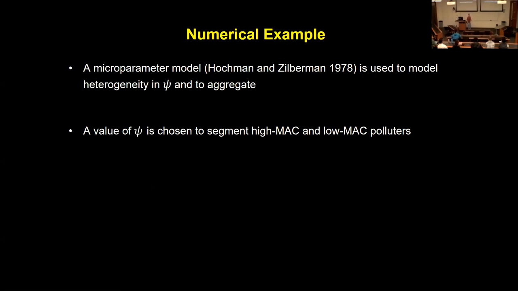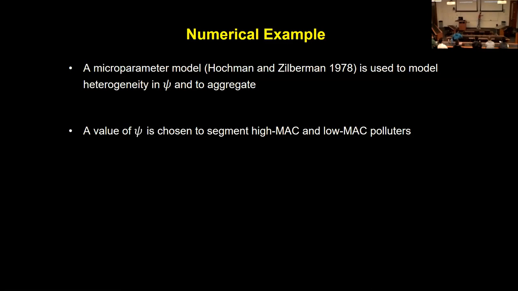I'm not going to go into a microparameter model. I don't know if you guys have seen microparameter models, but basically what it does is, let's say psi hat is my cutoff for the low-cost people. So I'd have a psi lower bar, which would be the lowest bound for my psi. You have your abatement cost function, which is psi times abatement squared. And what you assume is there's a distribution of psi. In this case, we just use a uniform distribution. And then we just integrate over this range from psi lower bar to psi hat.